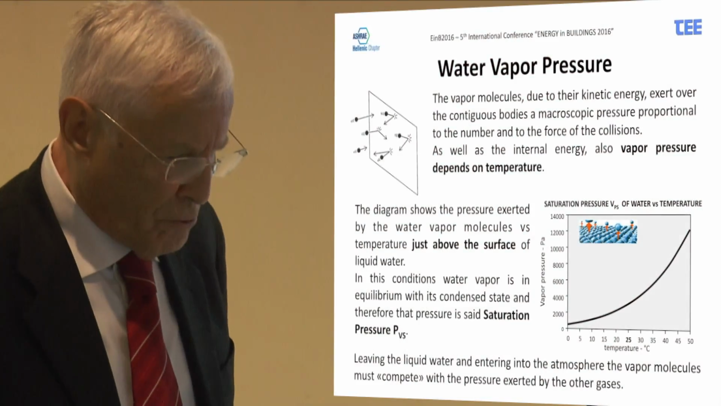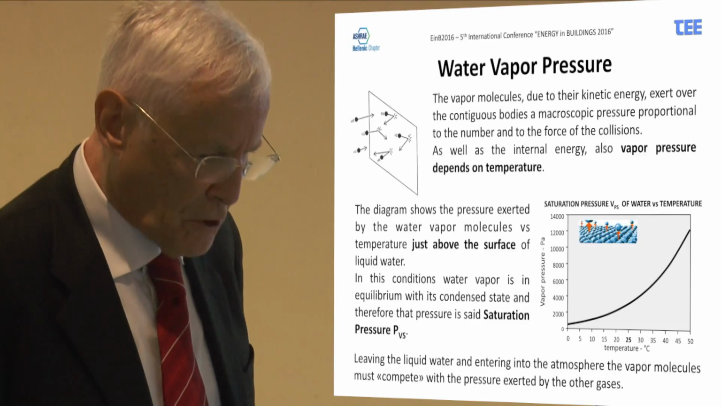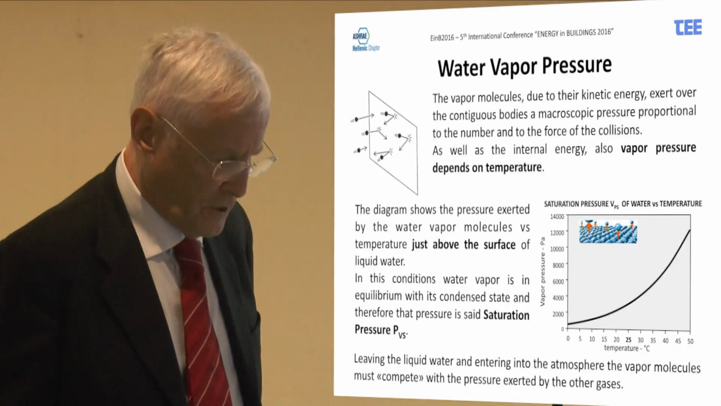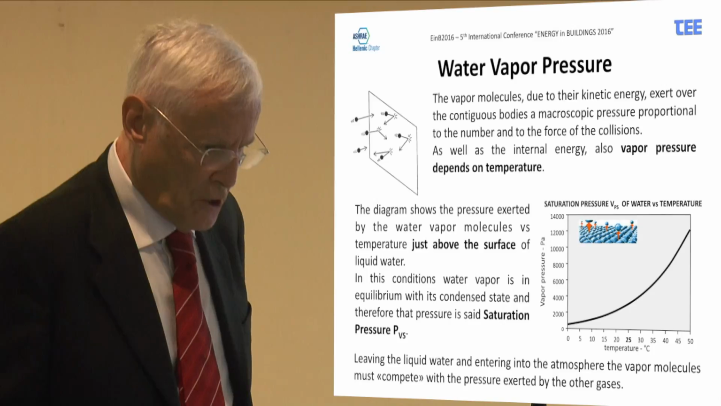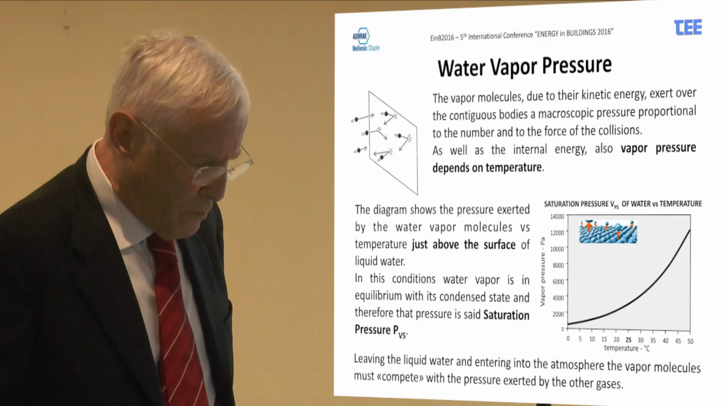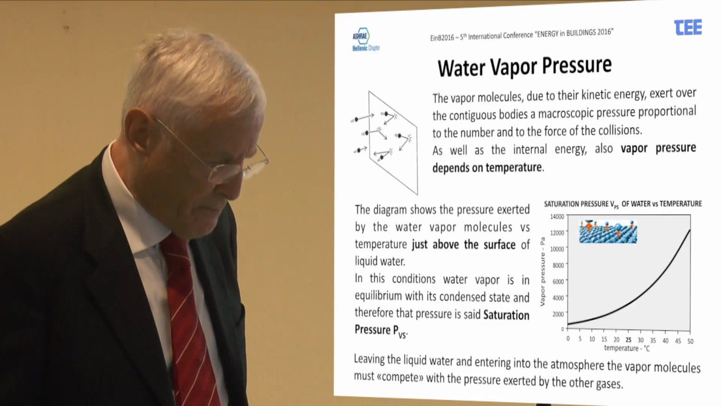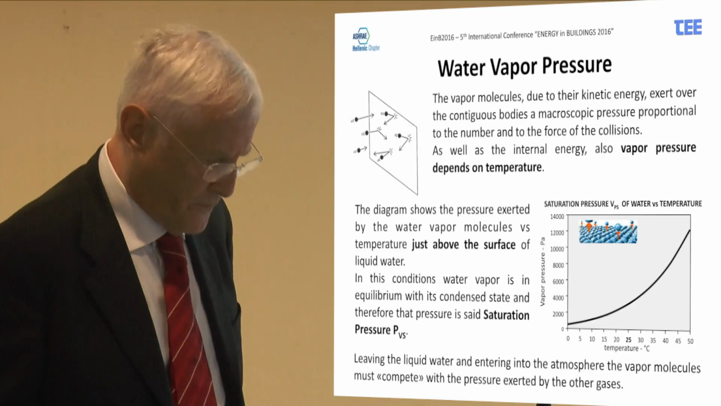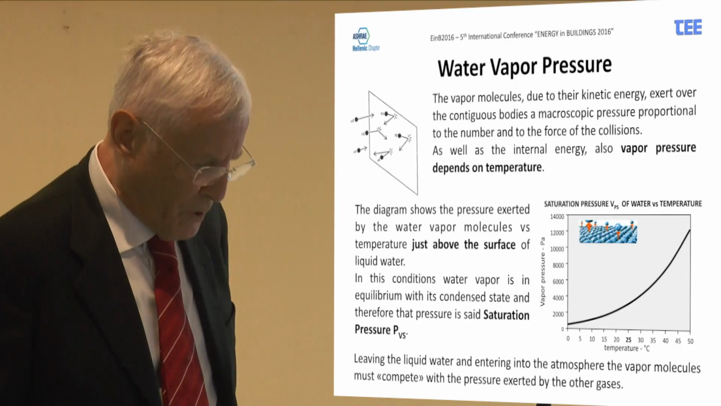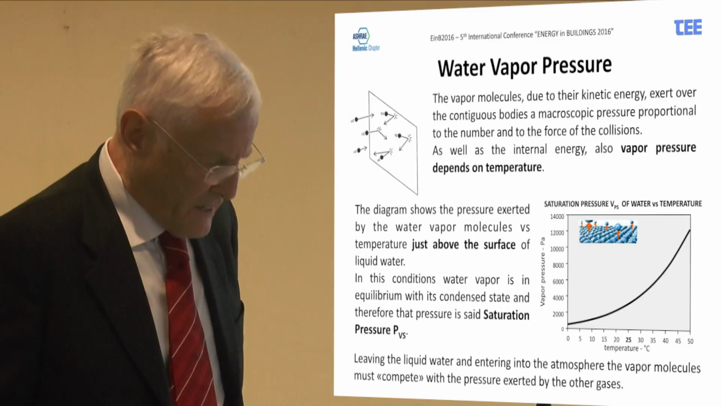The vapor molecules, due to their kinetic energy, exert over the contiguous bodies a macroscopic pressure proportional to the number and to the force of the collisions, as well as the internal energy. Also, vapor pressure depends on temperature. In this diagram, we show the pressure exerted by the water vapor molecules versus temperature just above the surface of liquid water. In this condition, water vapor is in equilibrium with its condensate state, and therefore that pressure is said saturation pressure.